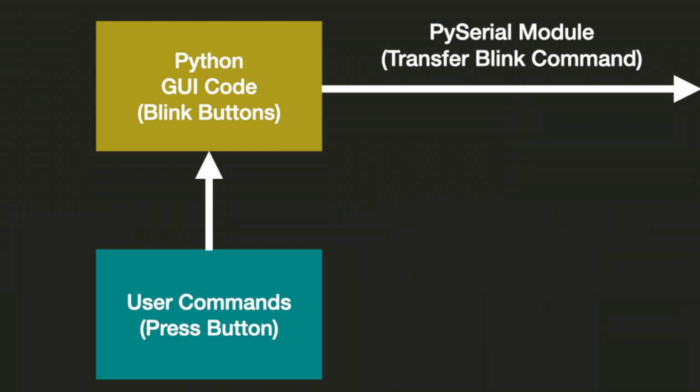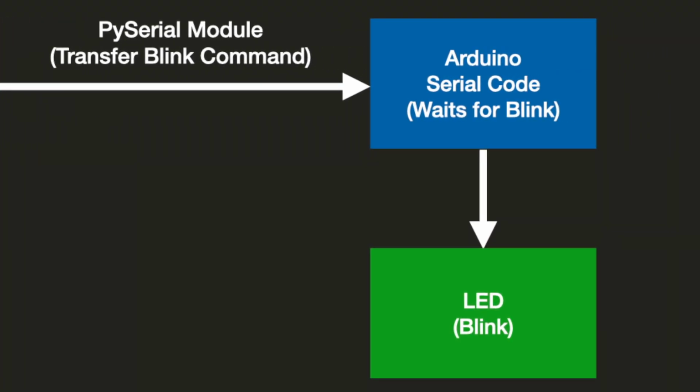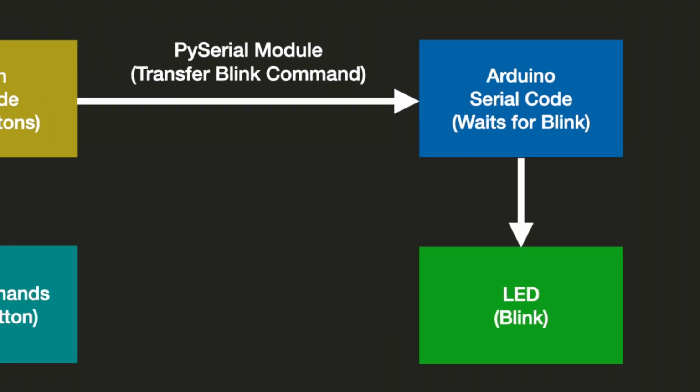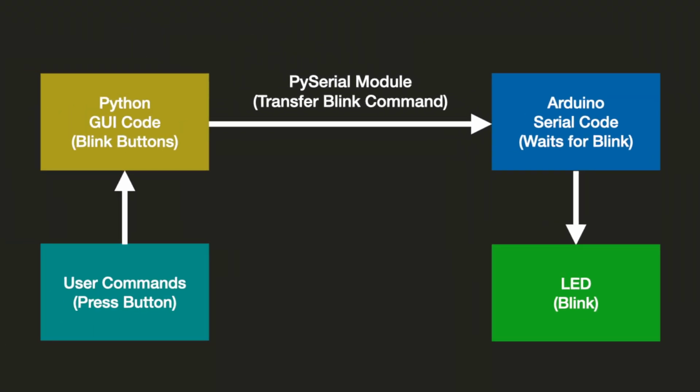The main function of the Arduino code, the block at the top right, is to wait for those blink commands. Once the Arduino receives the blink commands, it then lights the LED on or off. So it will provide a low or a high signal value to that LED, which will turn it on or off.